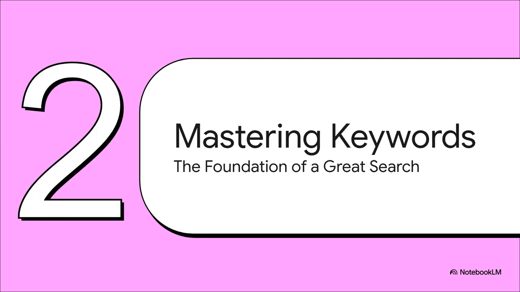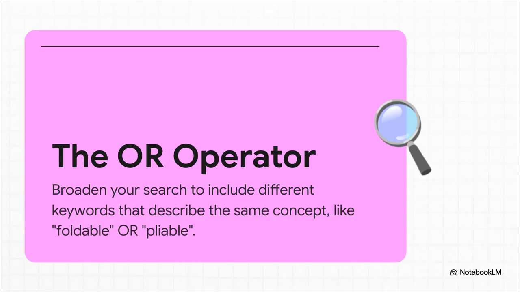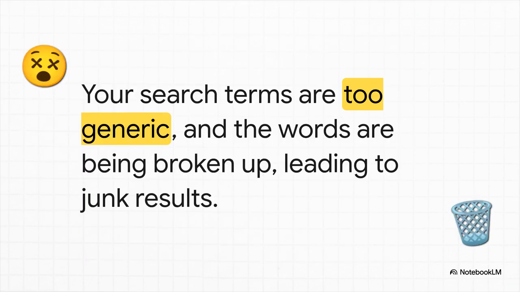All right, first things first, we got to build a strong foundation. This first set of tools is all about getting total control over the words you're actually using in your search. Okay, first up, the OR operator. Think about it. Different inventors use different words for the exact same thing, right? Maybe you're looking for something that's foldable, but what if someone else called it pliable or bendable? By using OR, you tell Google, hey, find me any of these, and you catch everything in one single super efficient search.